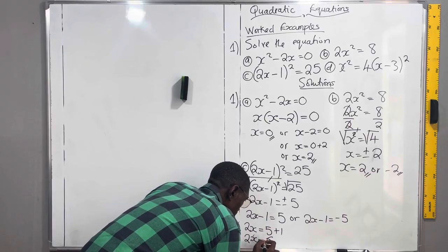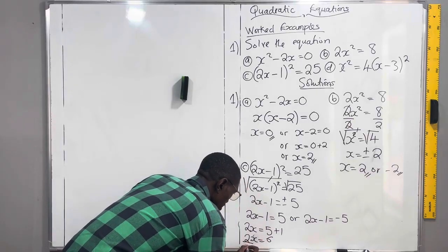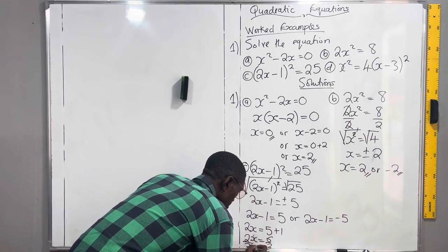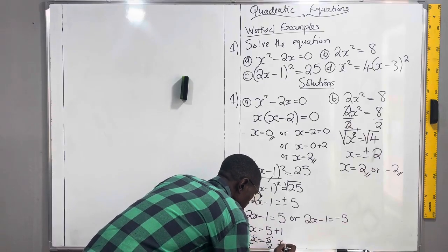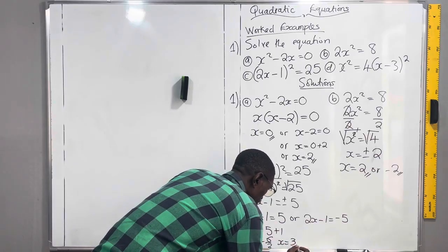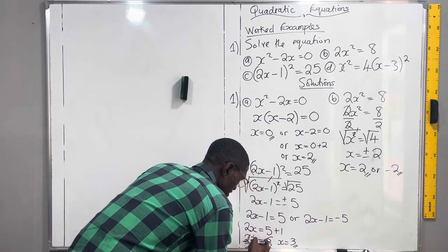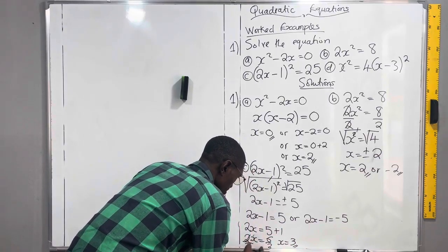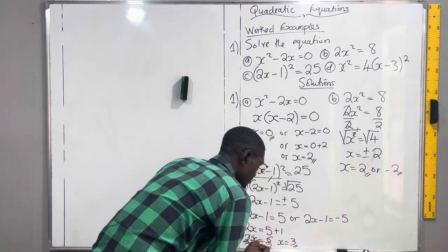is equal to 6. And then here we divide both sides by 2 to find the value of x. So x here will be equal to 3. 5 plus 1 is a 6 here. That's why we get the 6. Then we divide both sides by 2. 6 divided by 2 gives us a 3.